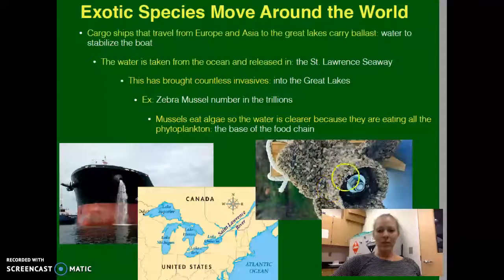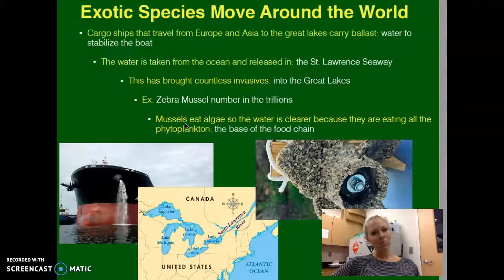A famous example is the zebra mussel, and you can see here that they are very much a pest. If you look at this prop, they are all over the place. Their numbers are in the trillions in the lakes region. What is happening in Lake Michigan right now is that the water is becoming clearer because the zebra mussels are eating all of the phytoplankton, or the algae, and this is the basis of the food chain. Since they're eating all of the base of the food chain, we're seeing a collapse in the ecosystem there.